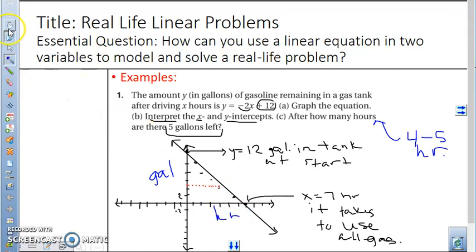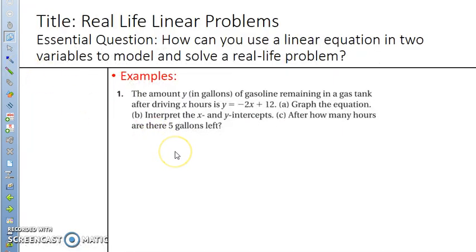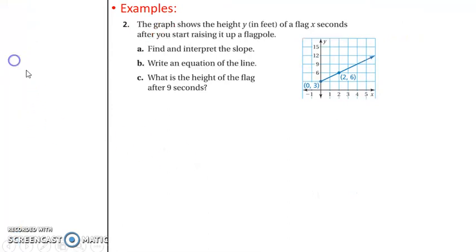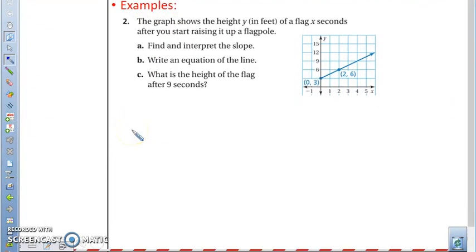All right, let's go ahead and go to example 2. The graph shows the height y in feet of a flag x seconds after you start raising it up the flagpole. So this is height in feet for y, and x is seconds. I'm just going to label that so I can keep track of what unit goes to which axis. Interpret and find the slope.